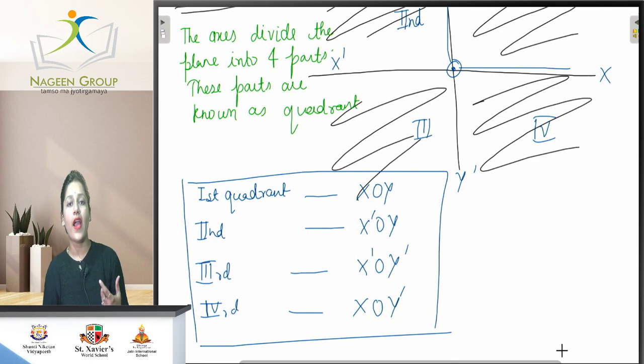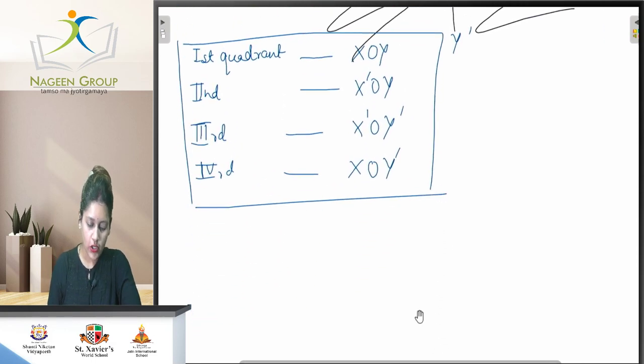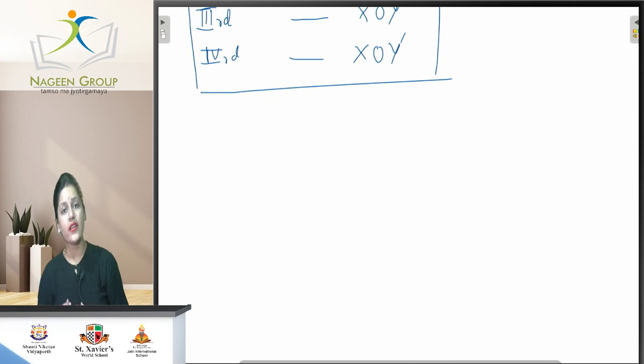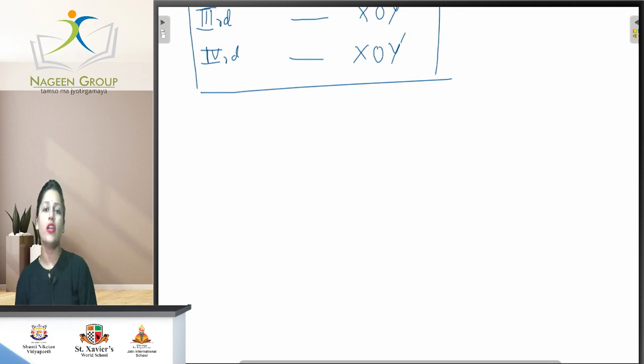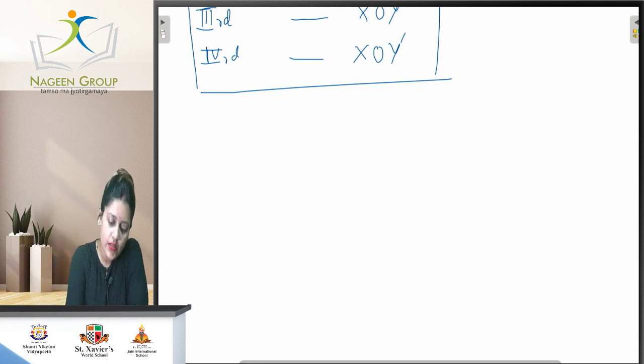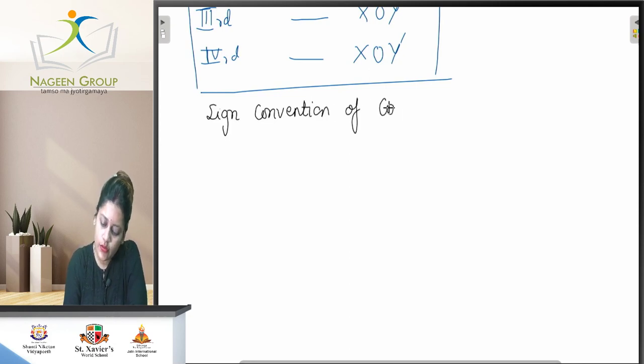So first of all, you have to learn what quadrants are. Then you have to learn which quadrants lie on which side of the plane. After that, you have to learn the names of where these quadrants lie. Now we have to learn what sign conventions of coordinates means: which sign you have to give, or if the point lies on which quadrant, then you are able to easily find the sign of that point. So the topic is sign convention of coordinates.